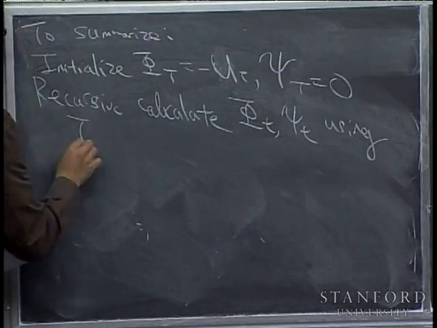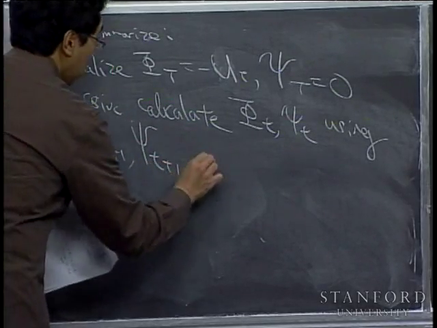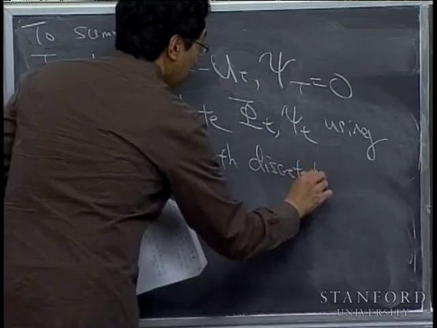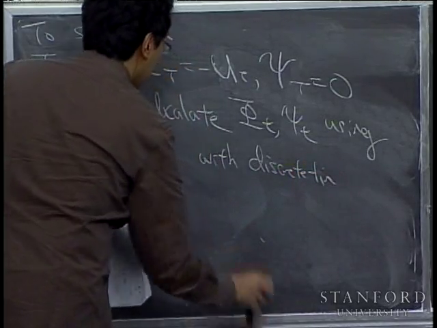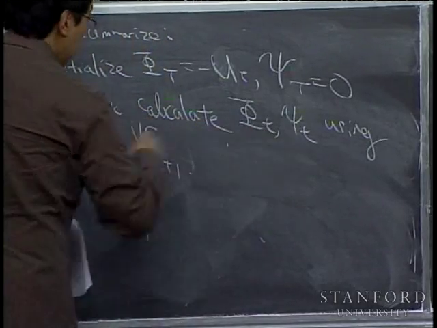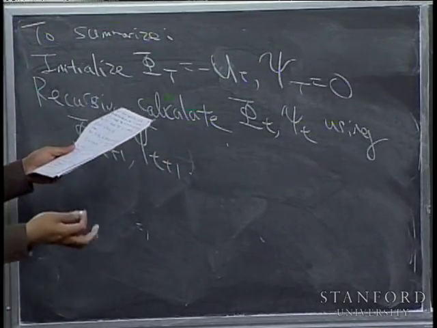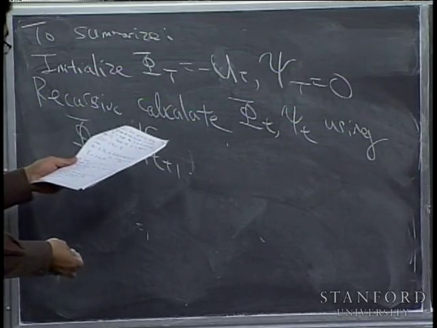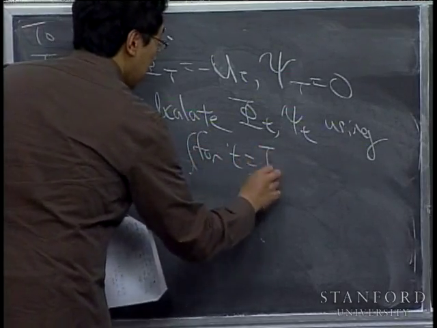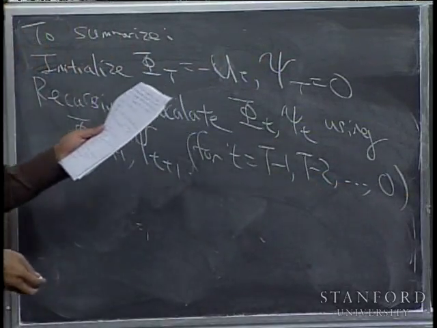as a function of phi t plus 1 and psi t plus 1, using the discrete time Riccati equation, as I showed. And so you do this for t equals T minus 1, T minus 2, and so on down to time 0.